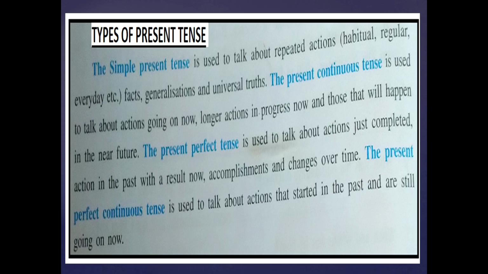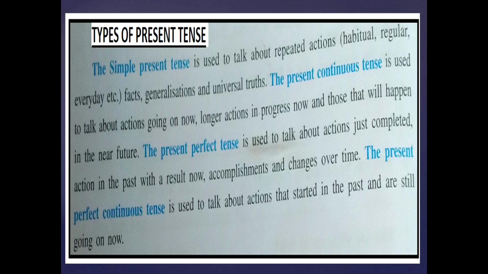Now let us understand when to use various forms of the tense. For example, the simple present tense is used to talk about repeated actions, habitual actions, or universal truths. An example is: the sun rises in the east, or I wake up every day in the morning at 6 a.m., which is a regular activity. For such situations, we use simple present tense.